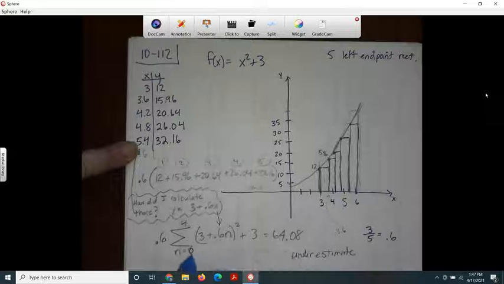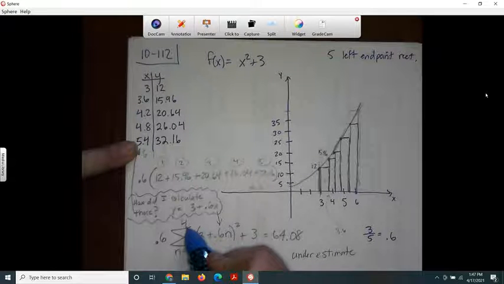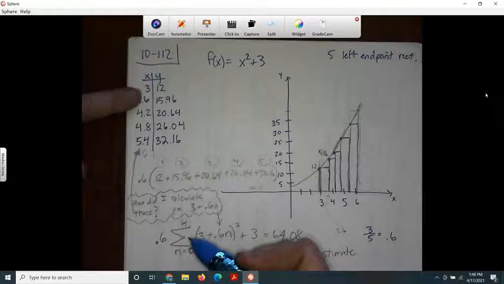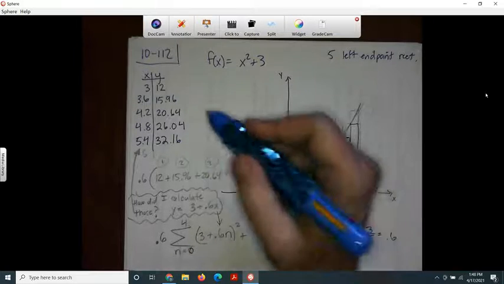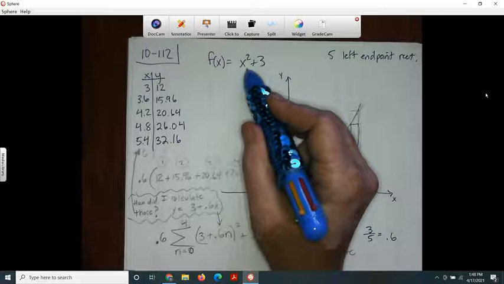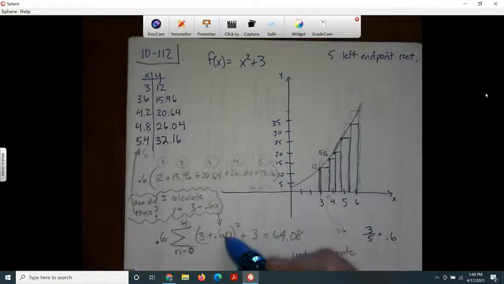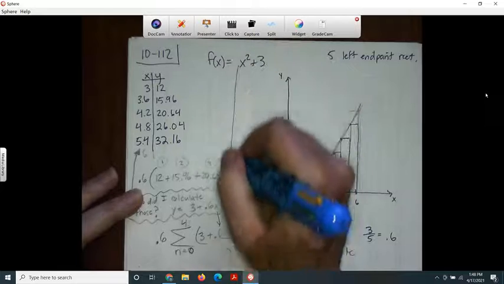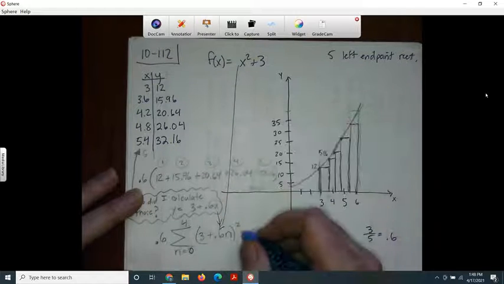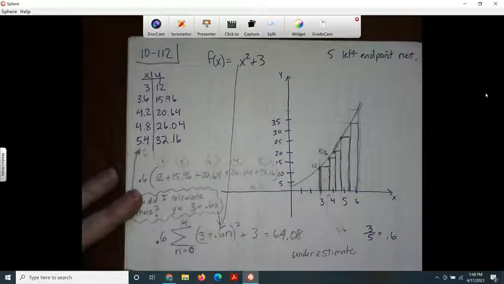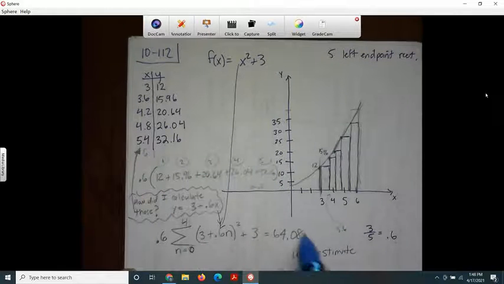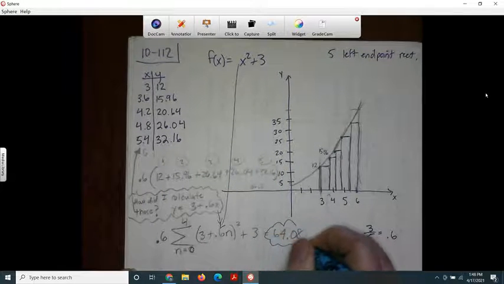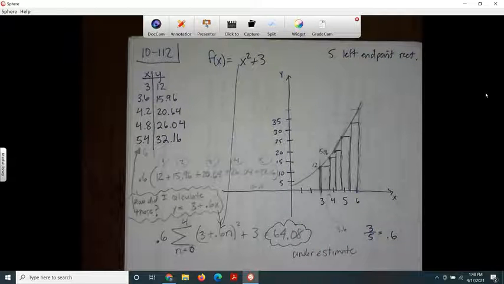But then to get the y terms, remember we had to square and add 3. So that's why this is x squared plus 3. I just did it the old-fashioned way, but no matter how you calculate this, you should get 64.08. Now, did we answer all their questions? Determine if it's an underestimate. We think it's an underestimate. I think we're done. That's sigma notation.